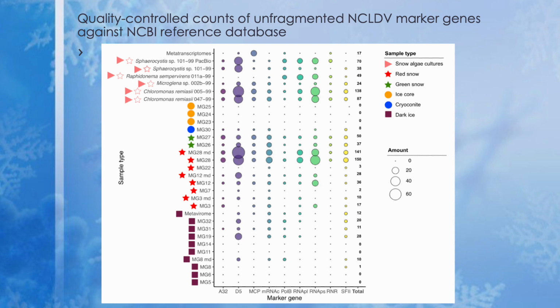There were 5 MAGs that had less than 5 NCLDV marker genes, smaller than 100 kilobase pair genomes, and were eliminated from further study. These MAGs were present in the cryoconite sample, green and red snow, and dark ice. This poses an interesting question: were these potentially unclassified NCLDVs or some other type of ubiquitous environmental virus?